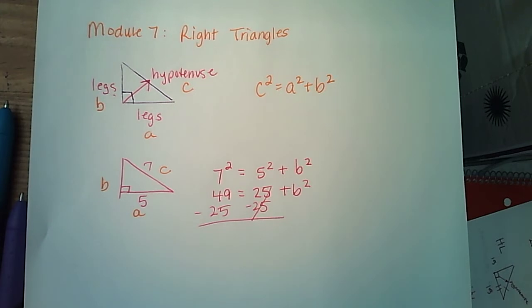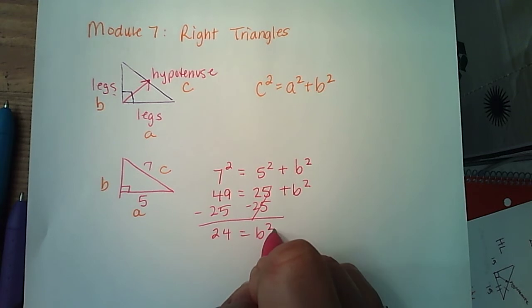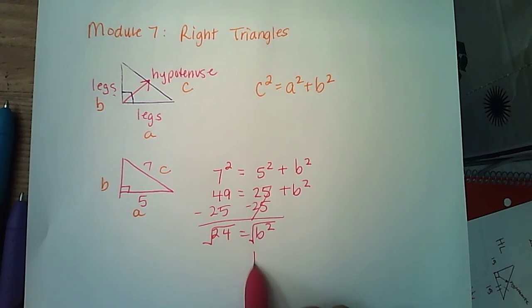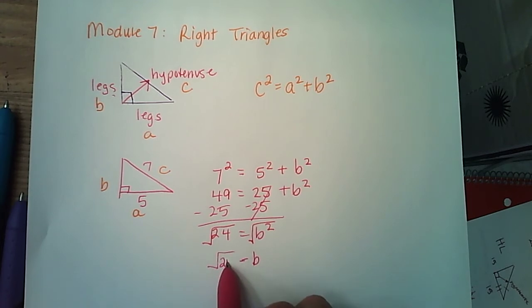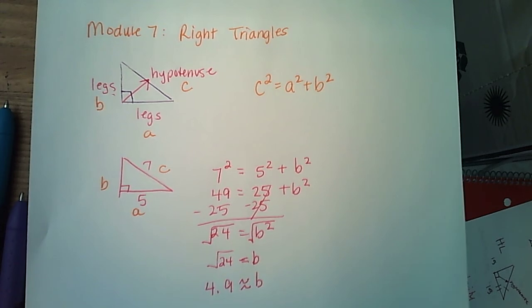So then 49 minus 25 is 24 equals B squared. And to get rid of the square, I take the square root on both sides. So B equals the square root of 24, which, if they ask you to give an approximation, is 4.9. So B is approximately 4.9. That's just taking the square root on my calculator. That was the first part of what we did. We talked about the Pythagorean theorem.